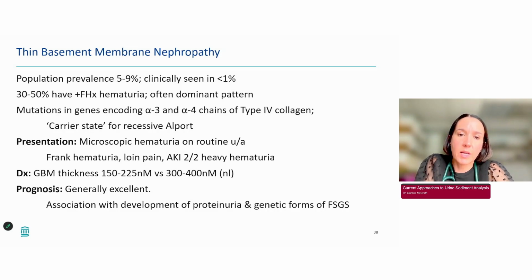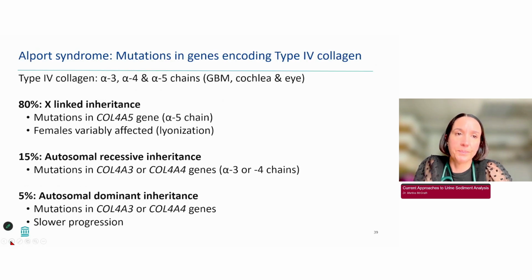Most patients have microscopic hematuria on routine urinalysis, but rarely patients can present with frank hematuria, loin pain, or acute kidney injury because of heavy hematuria. The diagnosis is a biopsy one based on a GBM thickness of 150 to 225 nanometers compared to 300 to 400 in the normal. The prognosis is generally excellent, but there is some association with the development of proteinuria, and more importantly, the abnormalities in these genes have been associated with genetic forms of FSGS. So this is not a 100% benign condition.